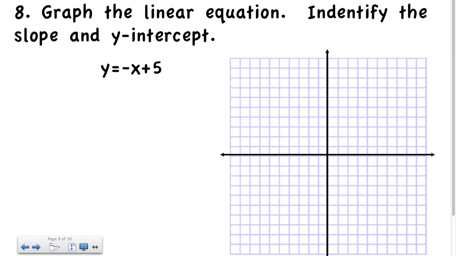All right, number 8. Graph the linear equation, identify the slope and y-intercept. So we have y equals mx plus b. So m is your slope. So remember what I said, that has an invisible 1 right there. So the slope of this one would be -1. And then our y-intercept is the b on the end, which is a +5.